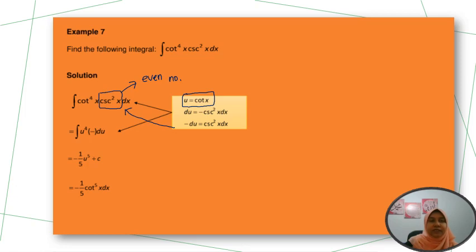Then we can simply integrate this function with respect to u. So we get this answer. And the final answer must be in terms of cotangent x. Okay, so this is the last example.